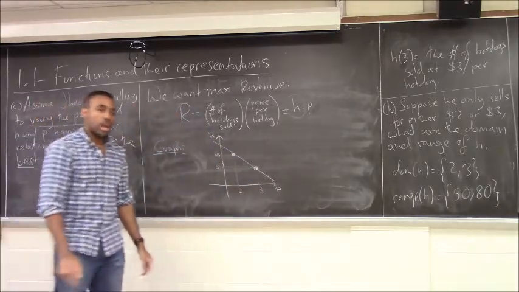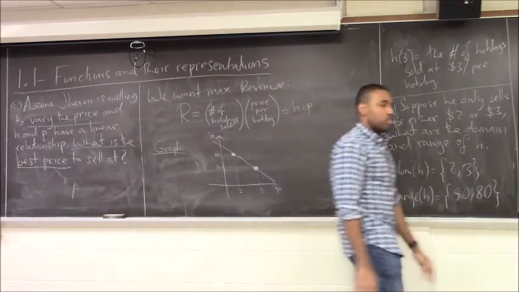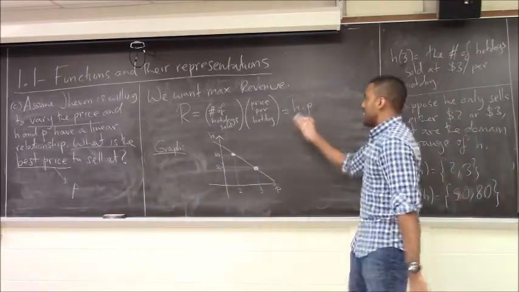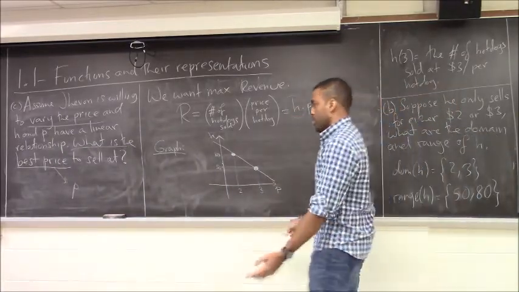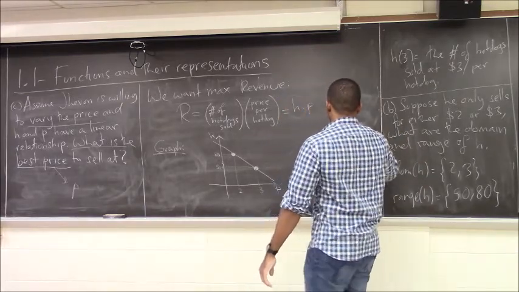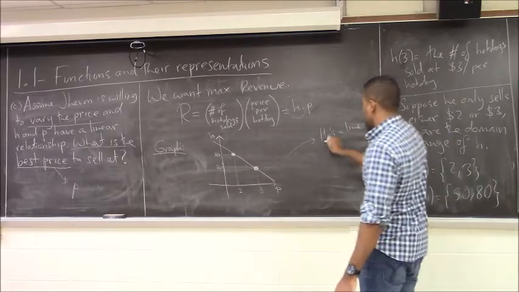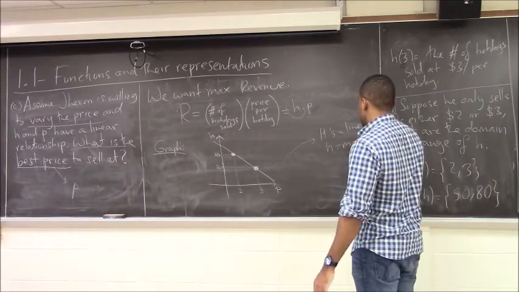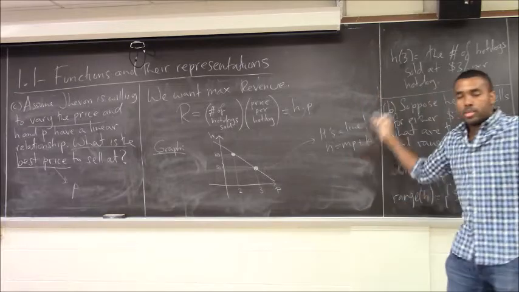So that describes the function of h in terms of p. Now the question is, can I have a formula for it? It's a straight line, as you said. So we know what formula it has. It has to have h equals mp plus b, right? Y equals mx plus b. Okay.